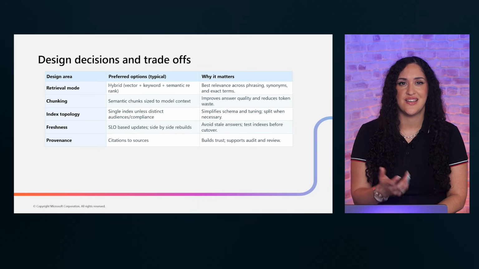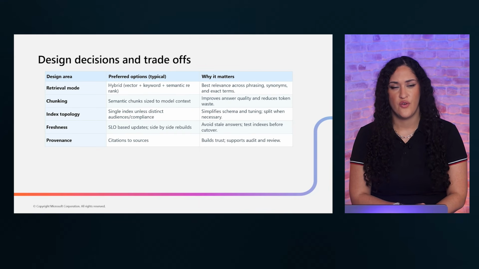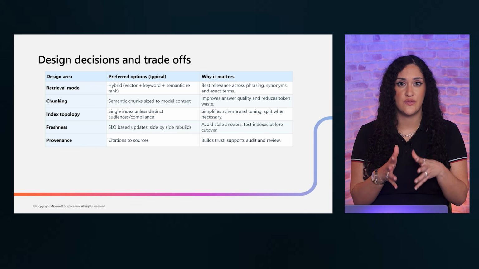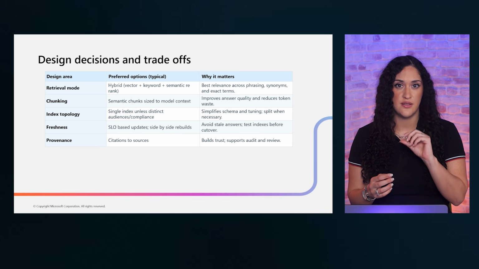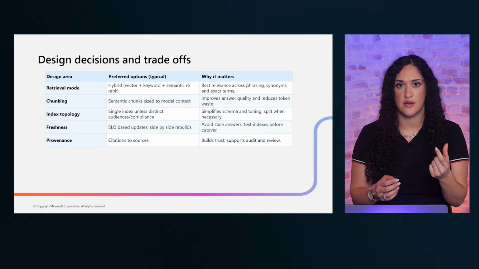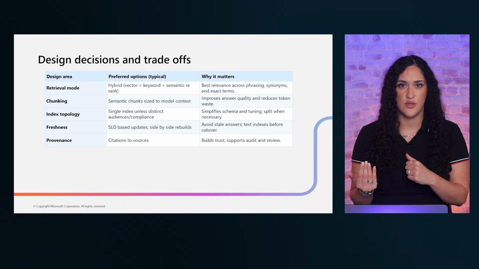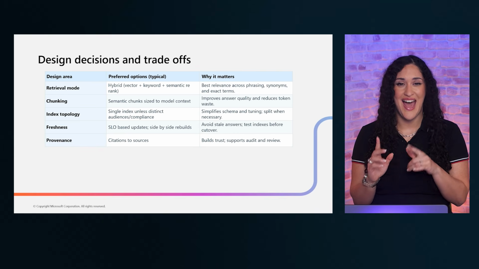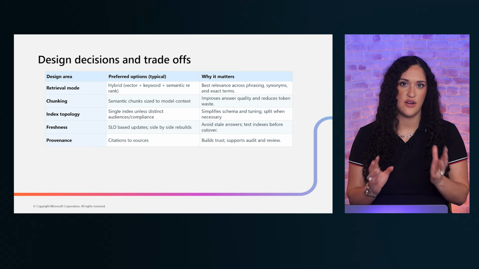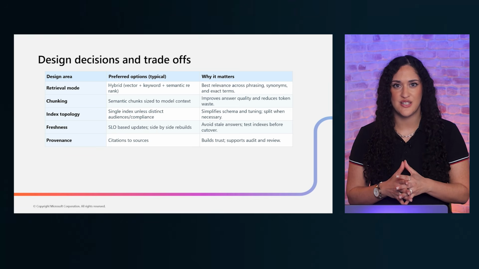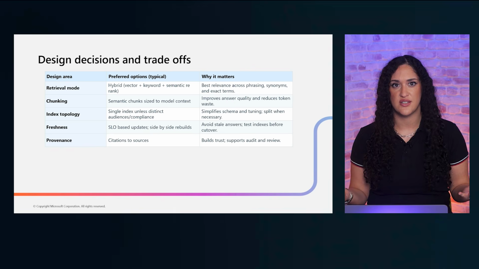Let's review the key design decisions and their trade-offs. For retrieval mode, hybrid search delivers the best results in most scenarios. For chunking strategy, use semantic chunks that respect natural content boundaries. For index topology, start with a single index unless you have distinct compliance or audience needs. And for data freshness, set your update cadence based on a defined service level objective.